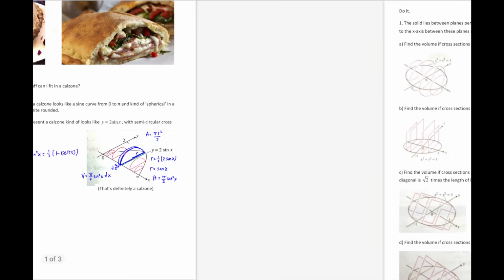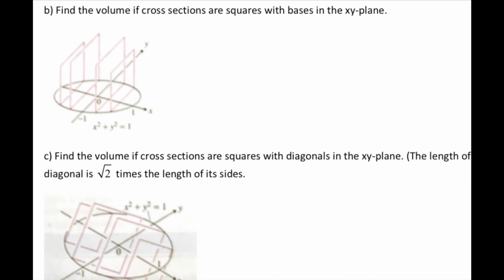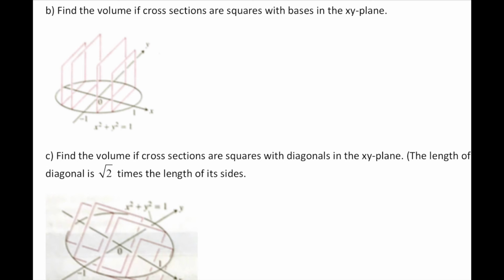I'm going to do one more example. I'm going to go to letter B on the next page of your notes, if you're following along with my notes. So we've got this circle, x squared plus y squared equals 1. And we're going to stack squares on top of this. So if we're taking a solid and slicing through, we're going to have all of these square cross sections. So I'm thinking, okay, volume is going to be the integral of the area dx.